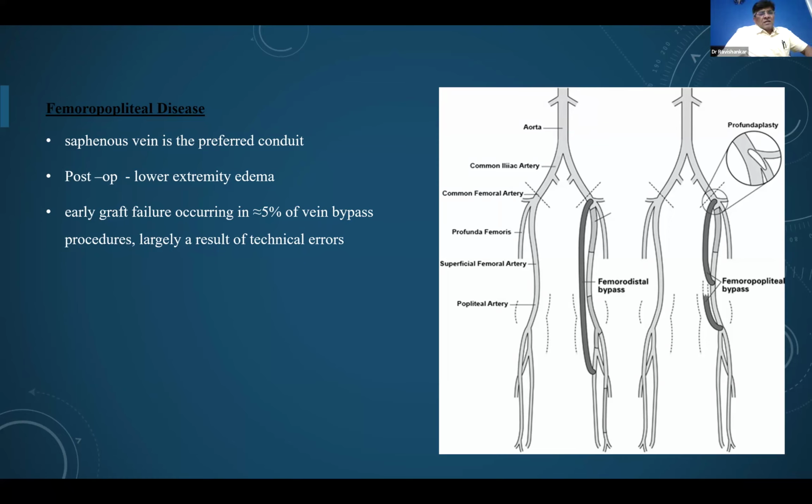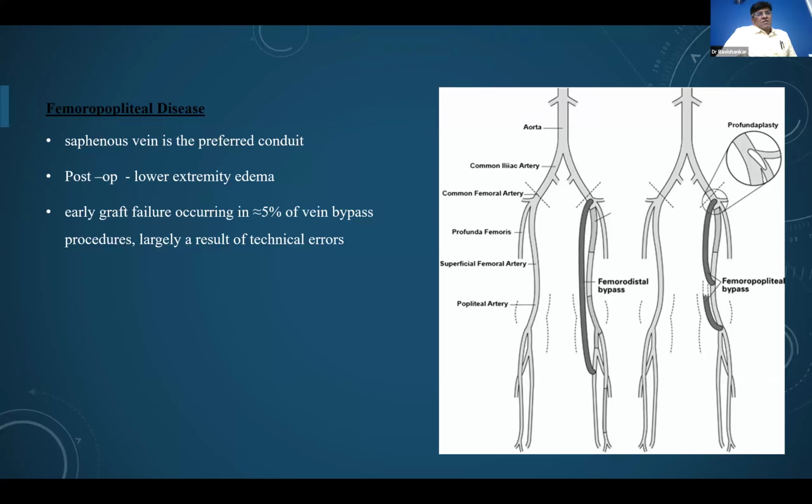Has anyone seen grafting done? In the femoropopliteal bypass graft, is it done in continuity, or do you have to dissect the saphenous vein and take it out? When you harvest the saphenous vein and then use it for bypass, what is it called? No, sir. No idea. Reverse saphenous vein graft. Yes.